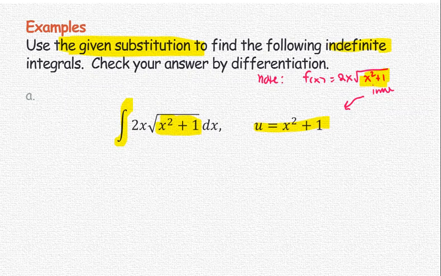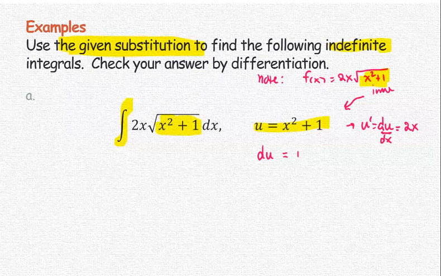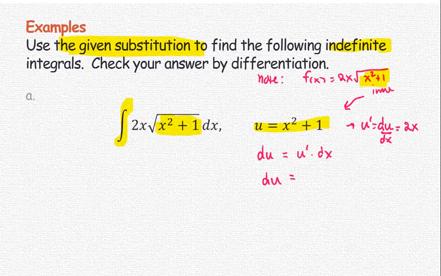The next step, step number 2, you're going to find the differential du. What is du? Recall when you find the derivative u prime, which is du by dx, right? Du by dx. The derivative of x squared plus 1 is 2x. So then the differential du is u prime times dx. That means du is 2x times dx.